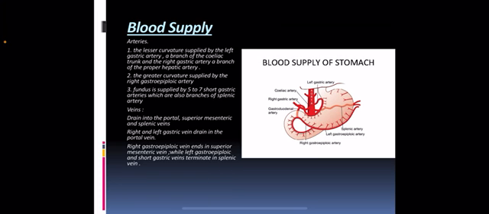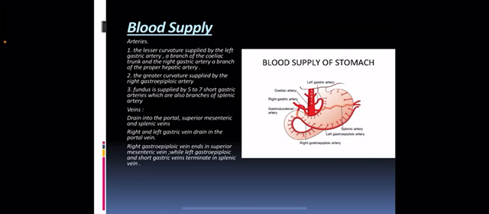Blood supply. Arteries. The lesser curvature is supplied by the left gastric artery, a branch of the celiac trunk, and the right gastric artery, a branch of the proper hepatic artery. The greater curvature is supplied by the right gastroepiploic artery. The fundus is supplied by 5 to 7 short gastric arteries, which are also branches of the splenic artery.